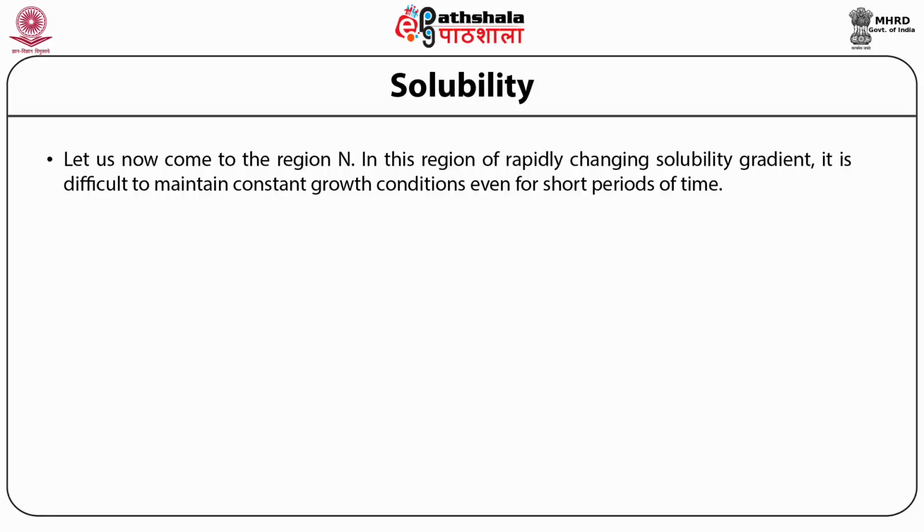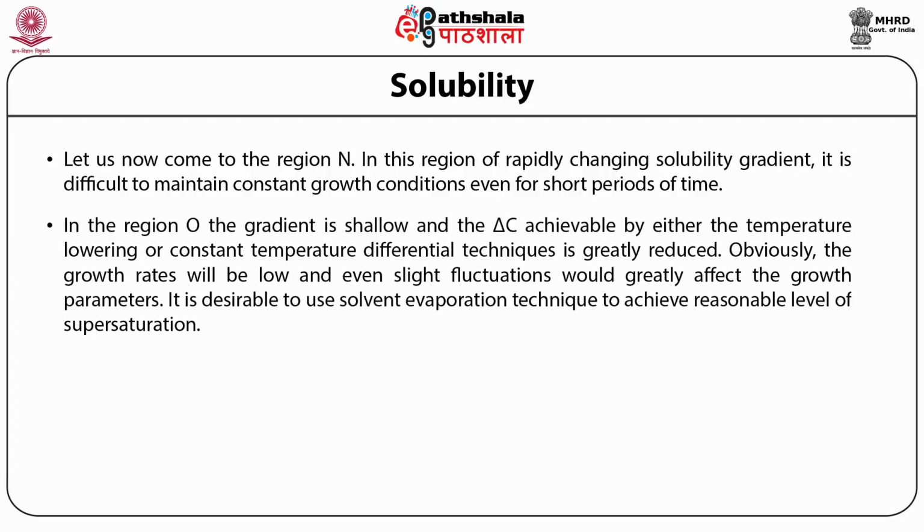In this region of rapidly changing solubility gradient, it is difficult to maintain constant growth conditions even for short periods of time. In the region O, the gradient is shallow and the delta C achievable by either the temperature lowering or constant temperature differential techniques is greatly reduced. Obviously, the growth rates will be low and even slight fluctuations would greatly affect growth parameters. It is desirable to use the solvent evaporation technique to achieve a reasonable level of supersaturation.